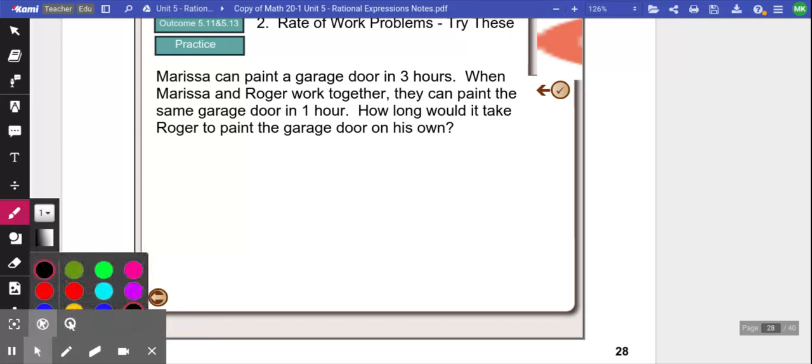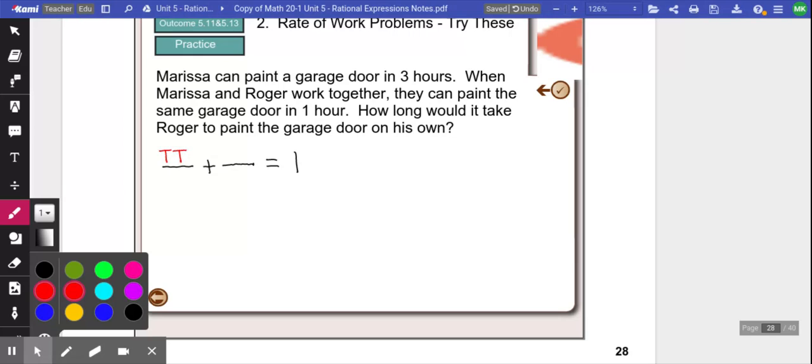All right, to set this up, you had to realize that you had Marissa painting part of the garage, Roger painting part of the garage, and they both will do a fraction of the work. If you add their fractions of the work together, you get one job completed. These fractions have their times together on the top and then individual time, so Marissa's time and Roger's time on the bottom.